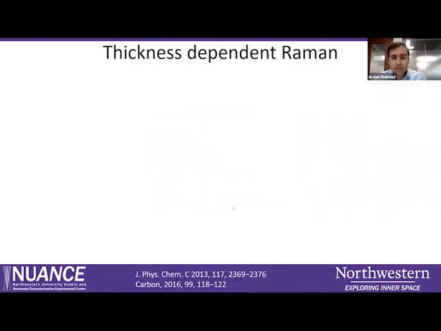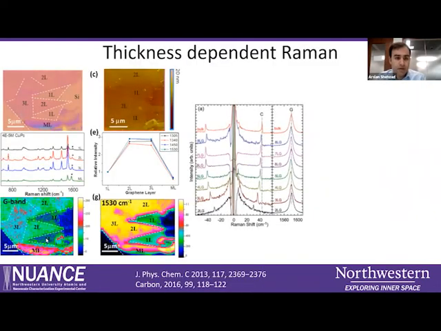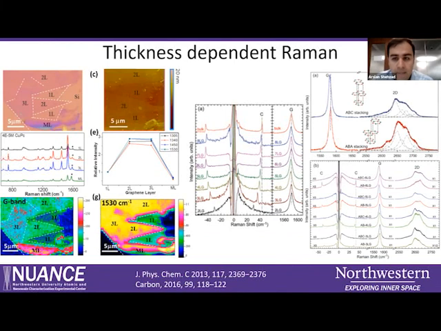Similarly, as I said, thickness dependence is also pretty well known. You can determine the ratios between these two modes to determine different thicknesses, in this case of graphene. And then there was one more example: you can look at the graphene 2D peak to determine different stacking of the surface.